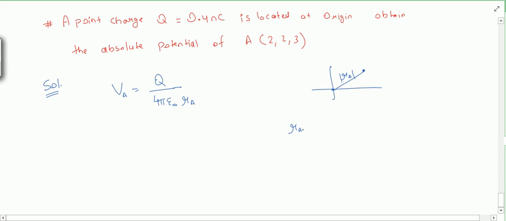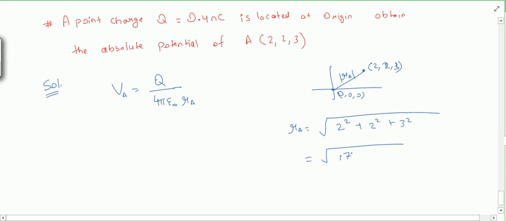So Ra can be calculated by distance formula. It will be like 2 minus 0. This point is 2, 2, 3, and here this is origin 0, 0, 0. So it will be 2 minus 0 whole square, 2 minus 0 whole square, 3 minus 0 whole square, and add all these. So it will be 2 square plus 2 square plus 3 square. And if you solve this, it will come as 4 plus 4 is 8, 8 plus 9 is 17.